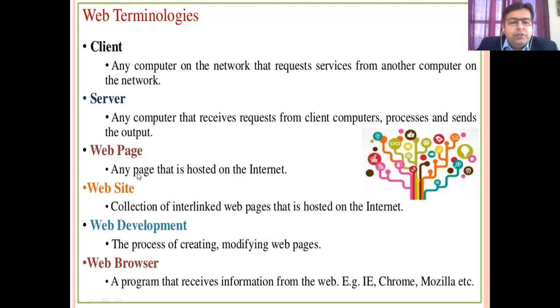Now the third one is the web page: any page that is hosted on the internet. Okay, so many websites are available, and they are hosting their websites on the internet; that is known as a web page. Website: a collection of interlinked web pages that is hosted on the internet. Web development: the process of creating or modifying web pages is known as web development. And web browser: a program that receives information from the web, for example Internet Explorer, Chrome, Mozilla, etc. So these are the basic terminologies or keywords, right?